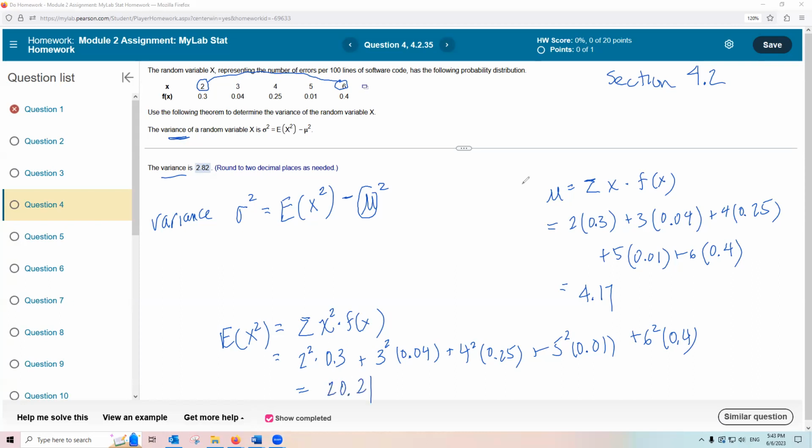All right, I'm ready to plug in now to find the variance. So it says for the variance, I want the expected value of x squared. We just figured that out as 20.21. And subtract the mean squared. Well, we figured out the mean is 4.17 squared. And if I work this out on my calculator, I get 2.82 when I round to 2 decimal places. Okay, so this is finding the variance of a discrete random variable.